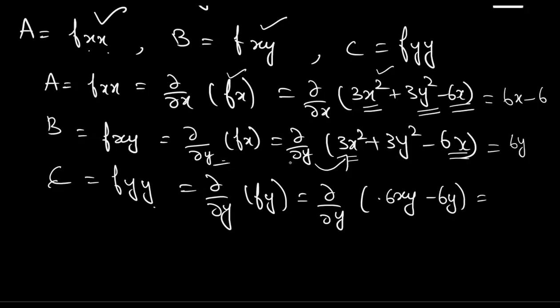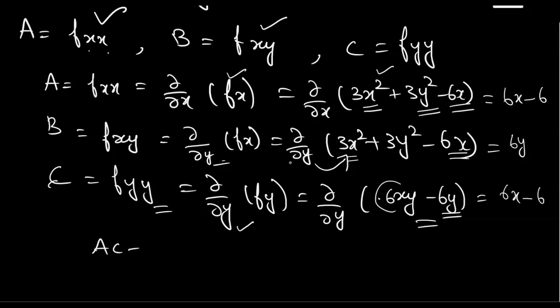And then the next one is fyy. We are going to differentiate partially with respect to y, and this I have written fy. So 6x is a constant. Y if I differentiate 1, so I'll get 6x. And then 6y if I differentiate, y differentiation is 1, we are getting minus 6. That's it. Now we have got a, b, c.